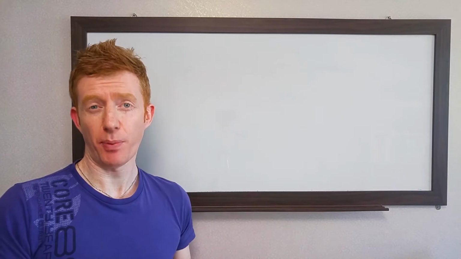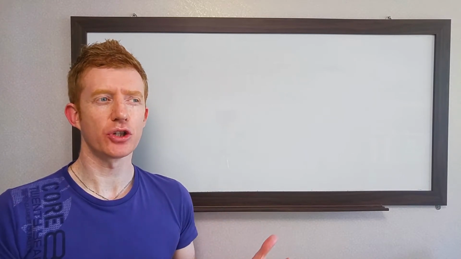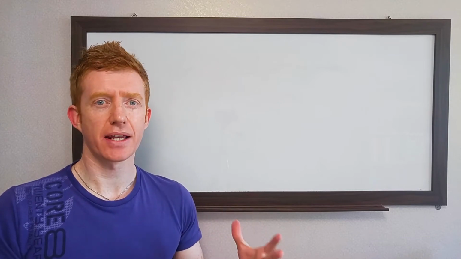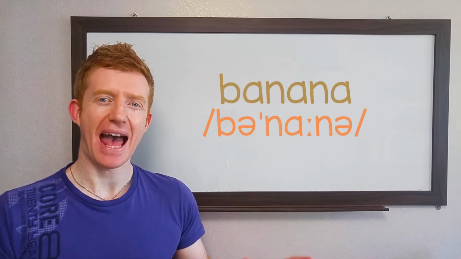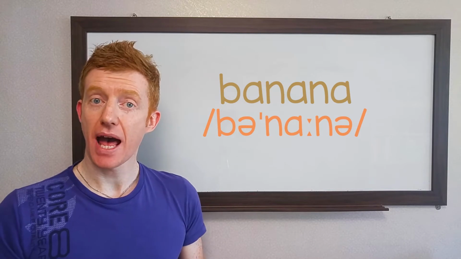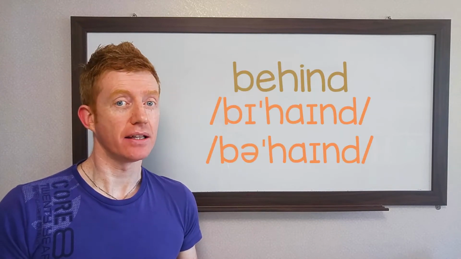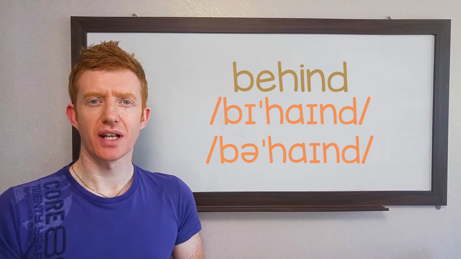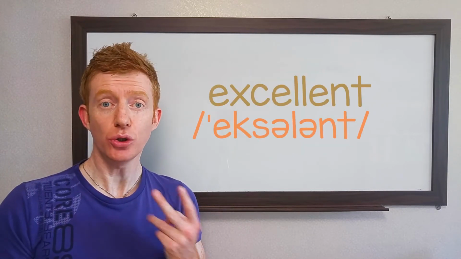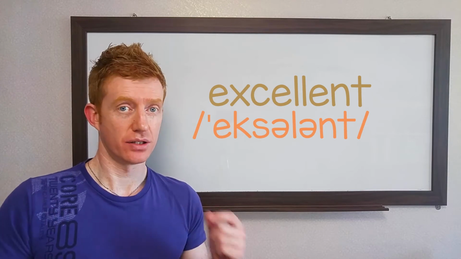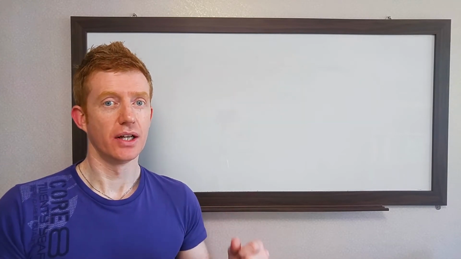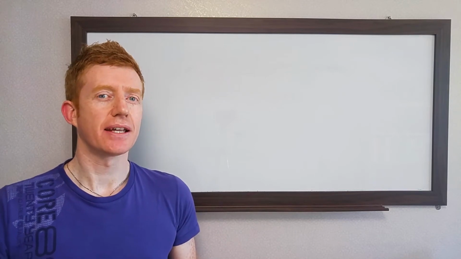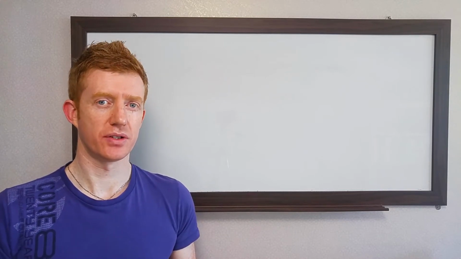Now, in the first part, we heard that the schwa sound comes in when we have words like banana. We don't say banana, it's like banana. Or behind sounds like behind. Also words like excellent, that has 2 schwa sounds. Also, I talked about how the schwa sound can make weak form words.